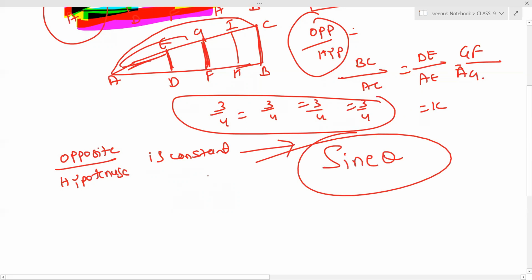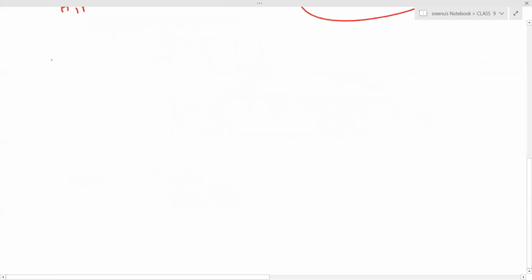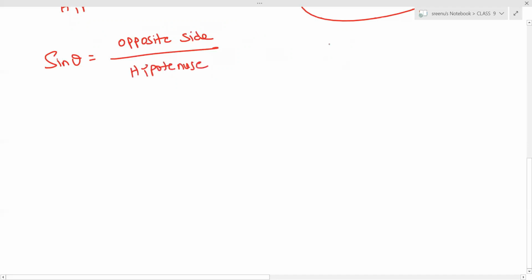From similar triangles, this constant ratio, we are giving the name sine theta. And then we define it further. Sine theta, in a right angle triangle, is the ratio of the side opposite to the acute angle, the opposite side, and the hypotenuse. This is the definition.